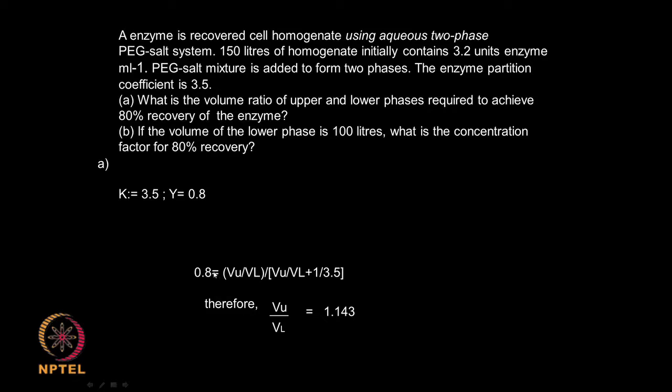So, I take that equation. On the left hand side, I know 0.8. So, I need to calculate VU by VL. It comes to 1.14. So, 1.143, if my ratio of VU by VL, I will get 80% recovery. Now, if the volume of the lower phase is 100 liter, that means VL is 100 liter. What is the concentration factor? 80% recovery. Okay. So, VL is 100 liter, so VU I can calculate. Then, what is the concentration factor for 80% recovery?